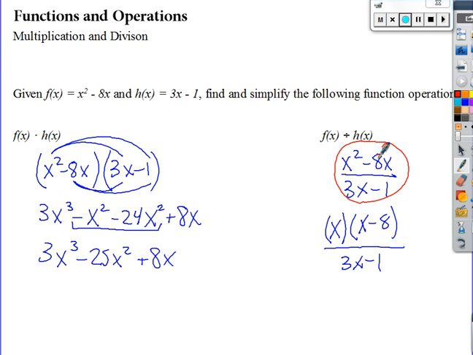Now, the other piece when you have division with variables in the denominator is you have to restrict your x value. So in this particular case, x cannot equal any number that would make this denominator 0, which in this case is 1/3. So x could not equal 1/3. You'd have to include that piece to be 100% correct. And that's function operations, multiply and divide.